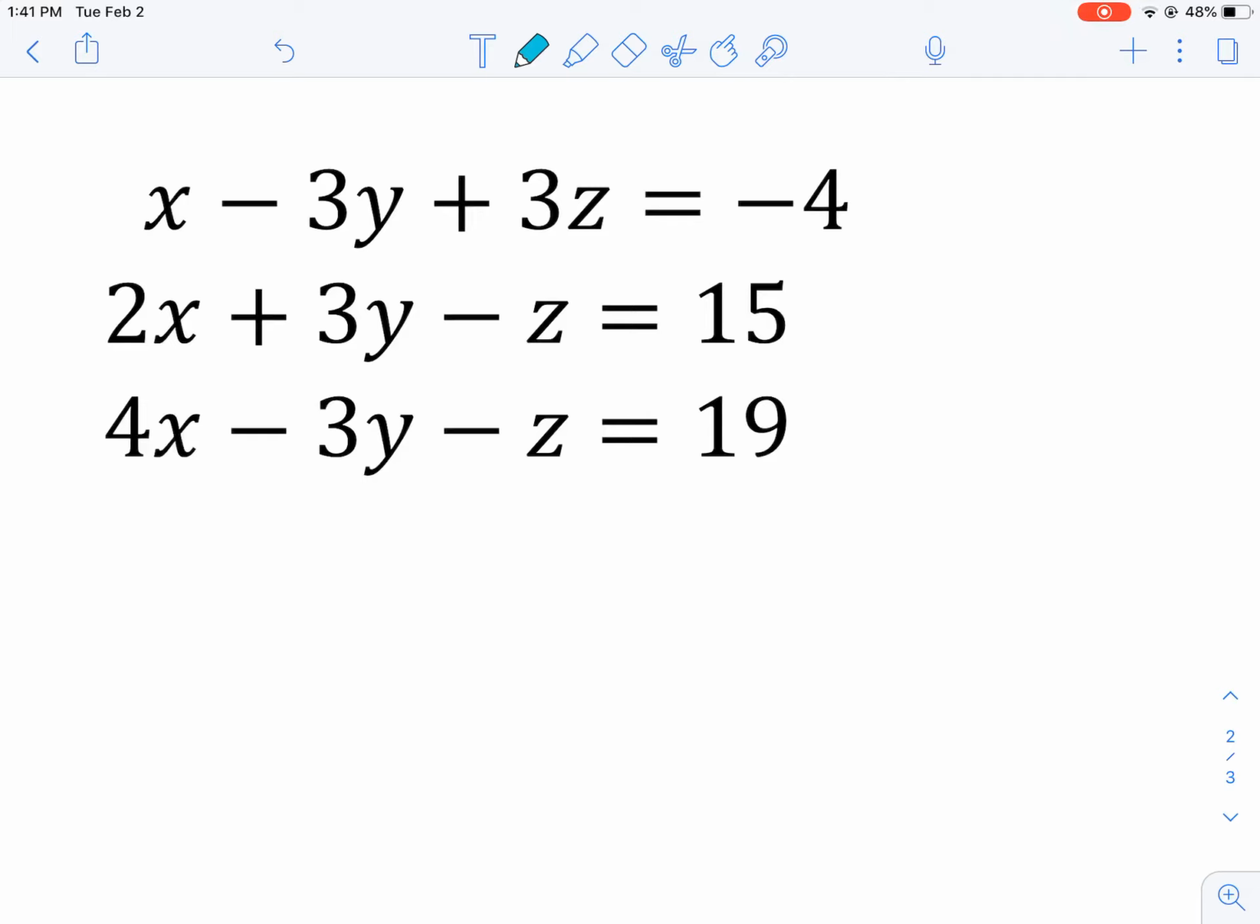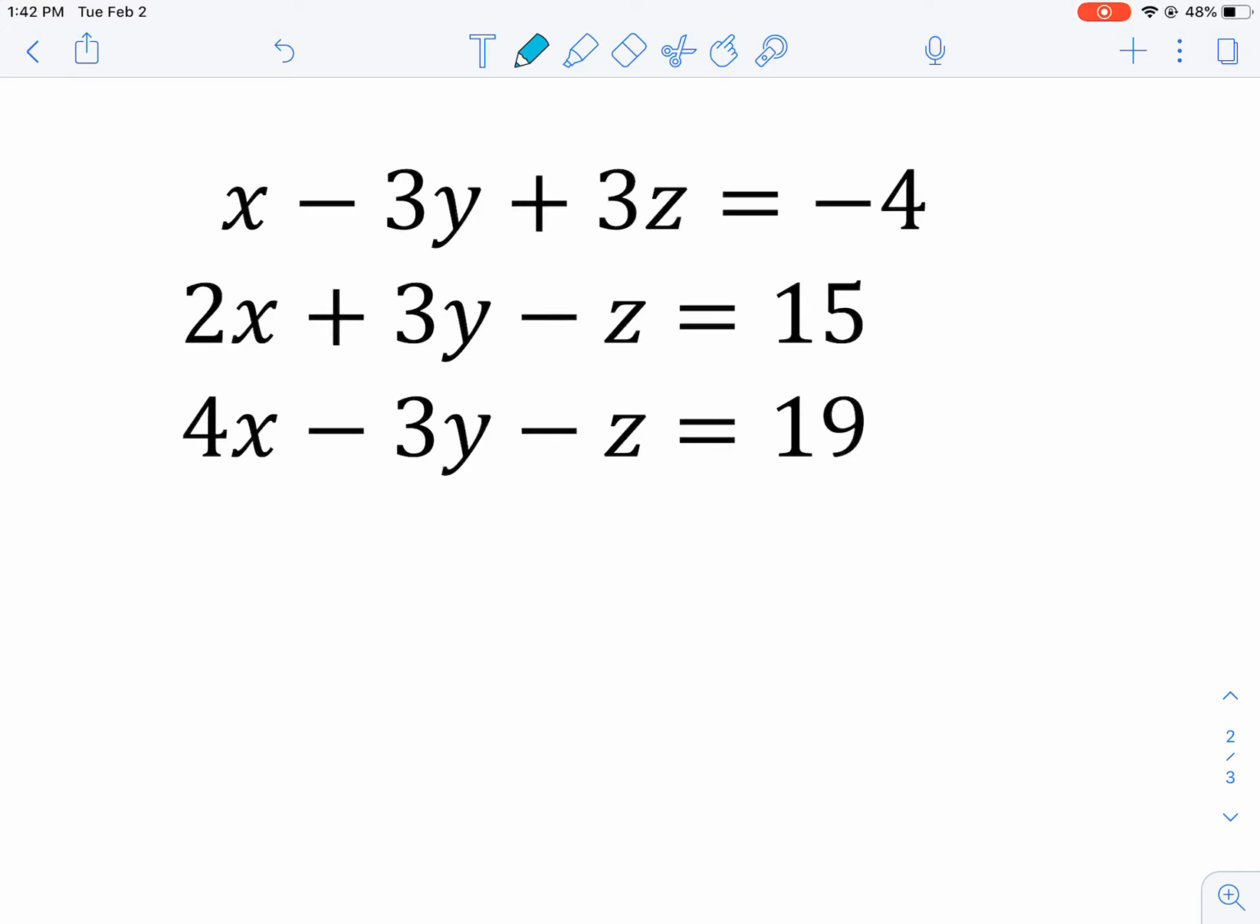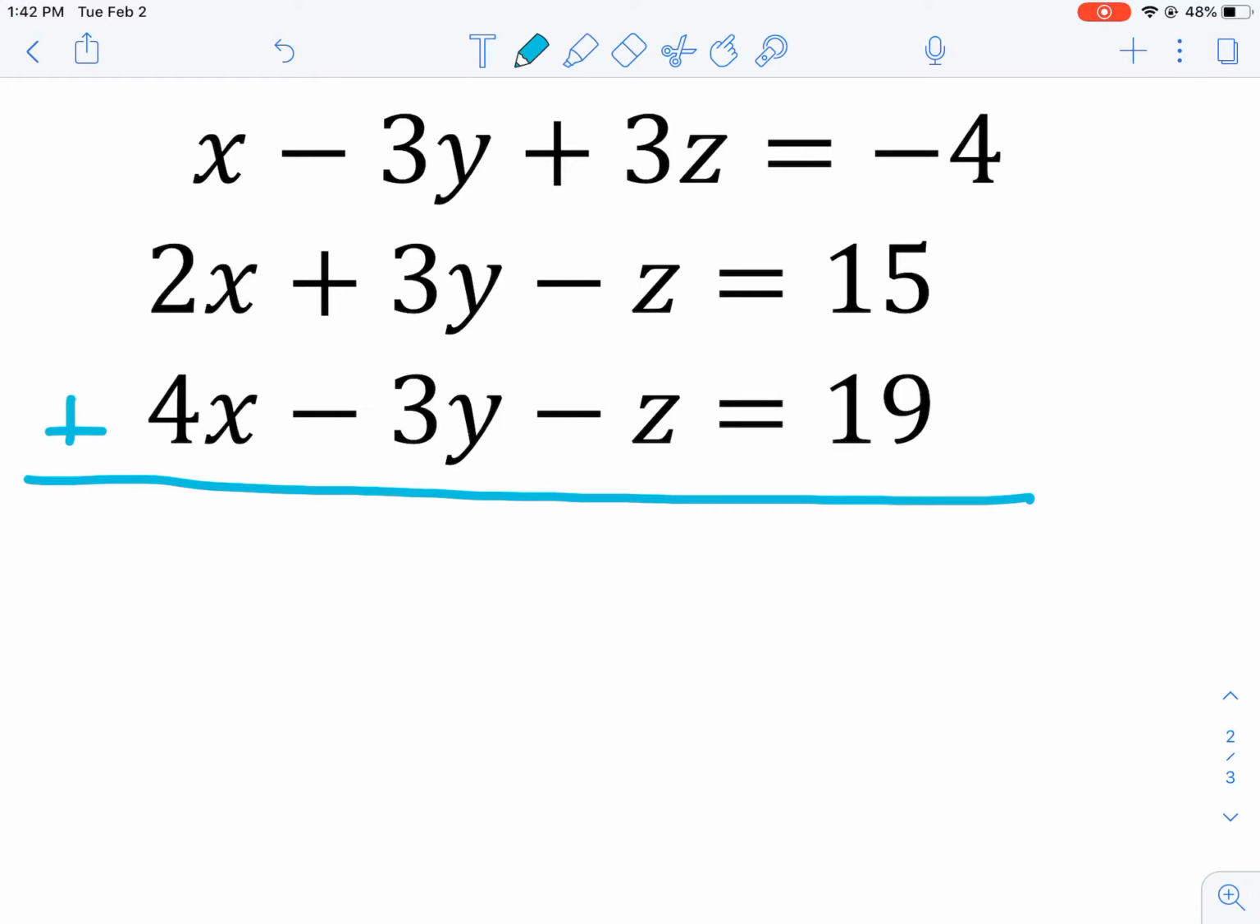The one thing that I notice is that these y's would cancel out and these y's would cancel out. So what we're going to do is the elimination method twice. Okay? So I'm going to add these together. So that'll give us 2x plus 4x, so that's 6x. These will cancel out. Minus 2z equals 34. So there's equation number 1.